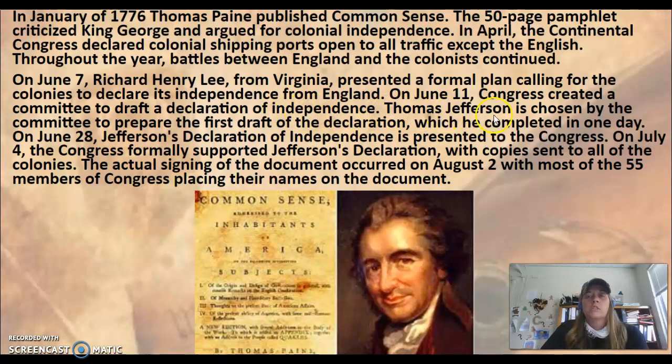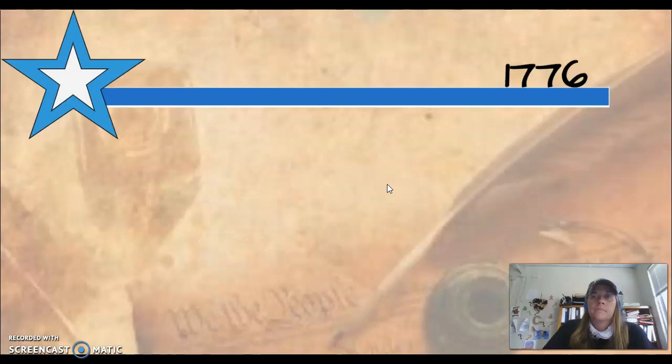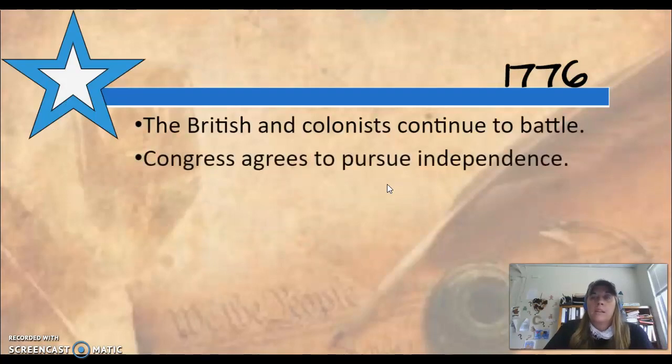Thomas Jefferson is chosen by the committee to prepare the first draft of the Declaration, which he completed in one day. On June 28th, Jefferson's Declaration of Independence is presented to Congress. On July 4th, the Congress formally supported Jefferson's declaration, with copies sent to all the colonies. The actual signing of the document occurred on August 2nd, with most of the 55 members of Congress placing their names on the document. So, quick recap before my time runs out.